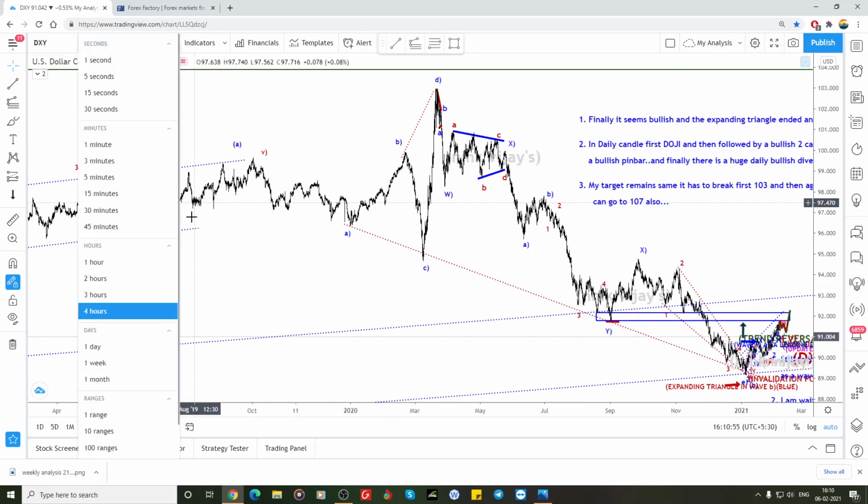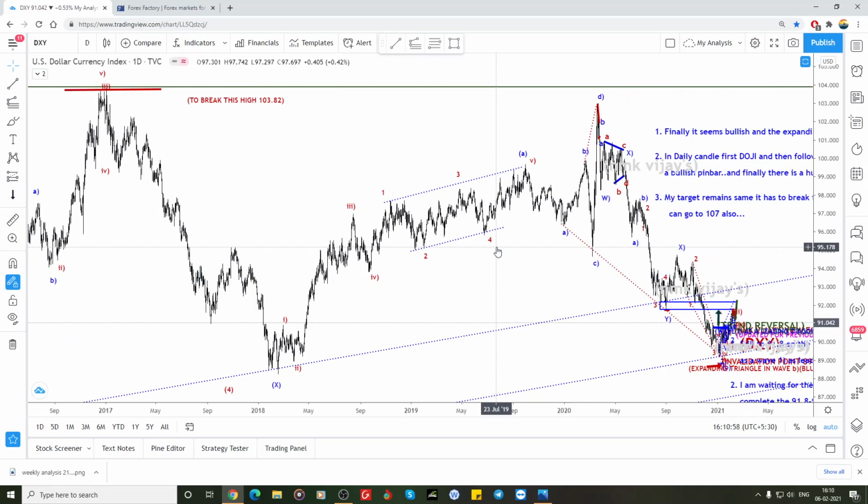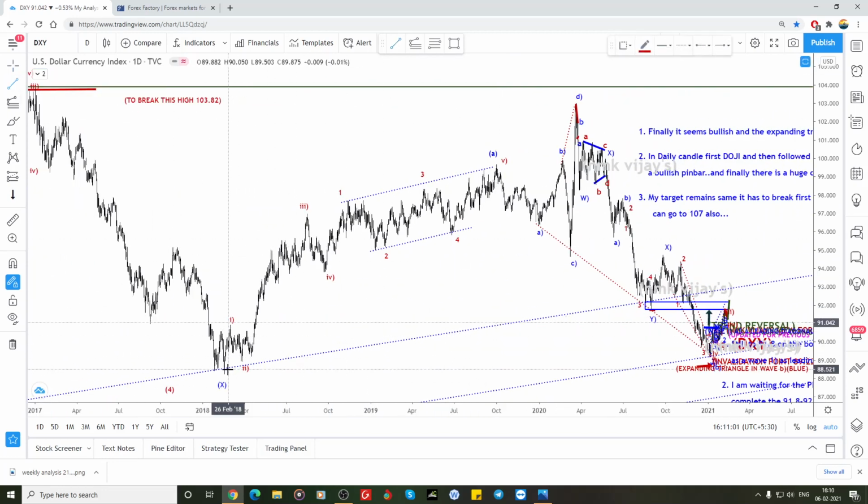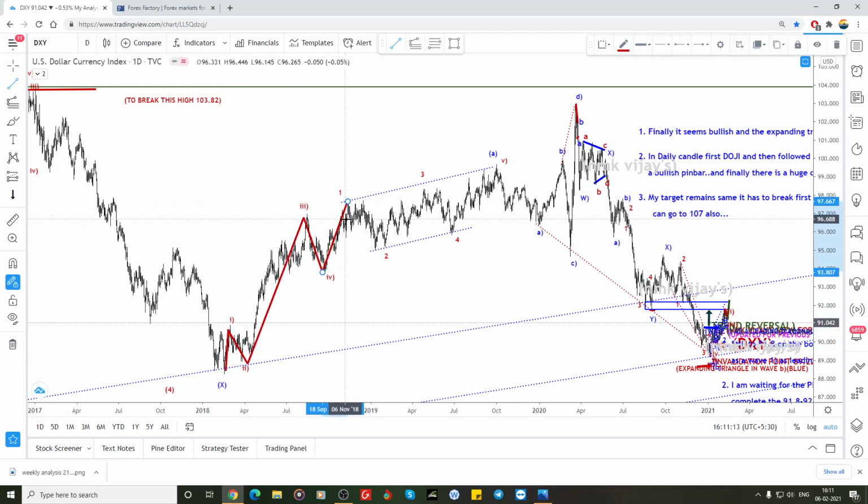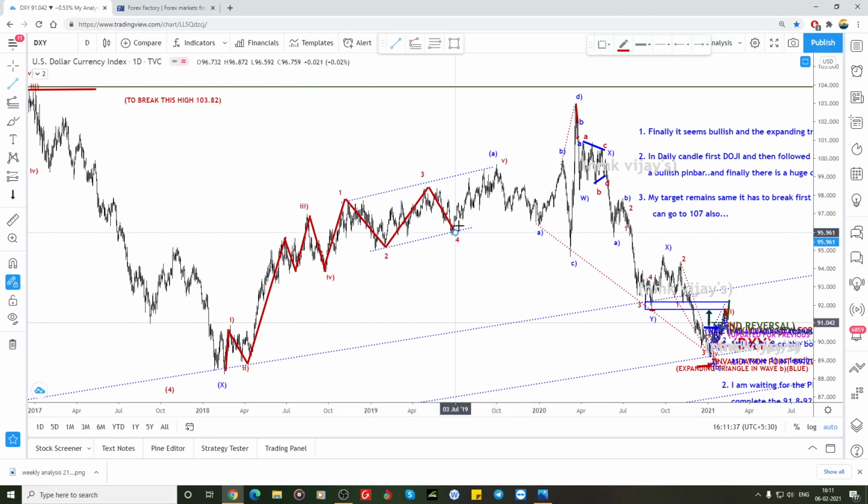After that, I'll show you here: 1, 2, 3, 4, 5. We can count like this also. Otherwise everything is valid. And from here, this is also a 5-wave structure. After that this is the correction, ABC. After that 1, 2, 3, 4 and 5.